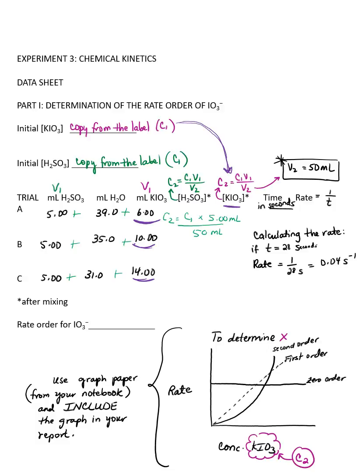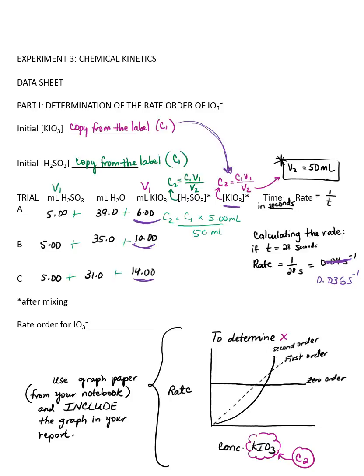The time in seconds is your experimental data, and then with the time you can calculate the rate. If you do 1 divided by the time in seconds, that will give you the rate. Okay? So I changed my number here. That should be a 28. So 1 divided by 28 will give you like 0.0356, and that's still seconds to the minus 1. So that's how you calculate the actual rate. It's just 1 divided by the time in seconds.